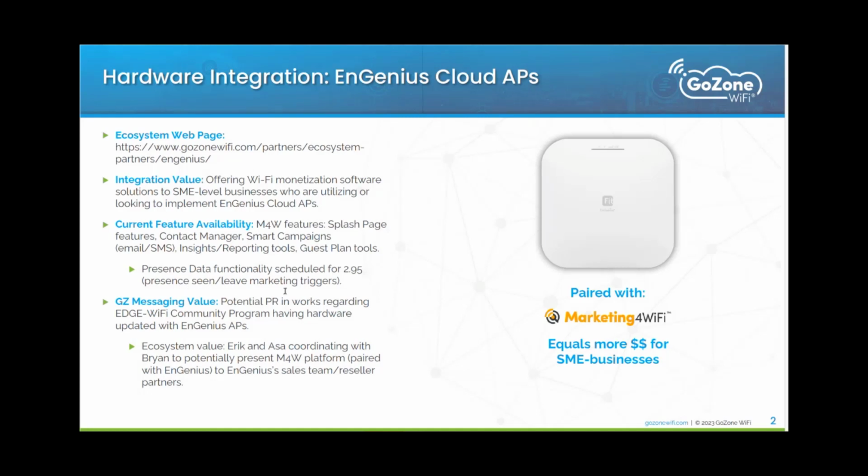And then also the general ecosystem value. Eric and I are currently coordinating with Brian as well. Aside from the potential PR messaging, we are coordinating for talking with EnGenius's sales and reseller partners. That messaging revolves around how pairing GoZone's software solutions, specifically the Marketing for Wi-Fi platform, with EnGenius hardware helps resellers and EnGenius's sales team to, of course, close more sales through a valuable Wi-Fi monetization solution that GoZone offers. So you see right here, cloud APs paired with Marketing for Wi-Fi equals more money, both for us, both for EnGenius, and of course for the SME venues that will be utilizing the platform. Oh, and we'll be doing questions after the presentation.